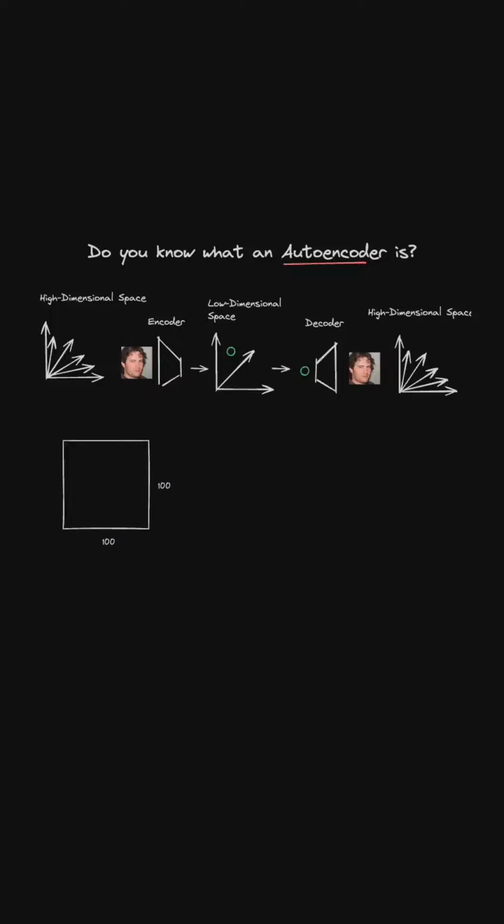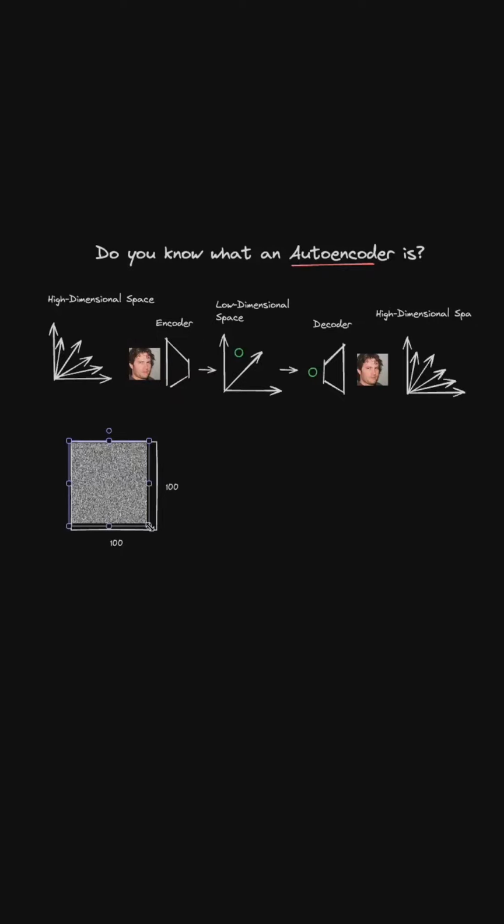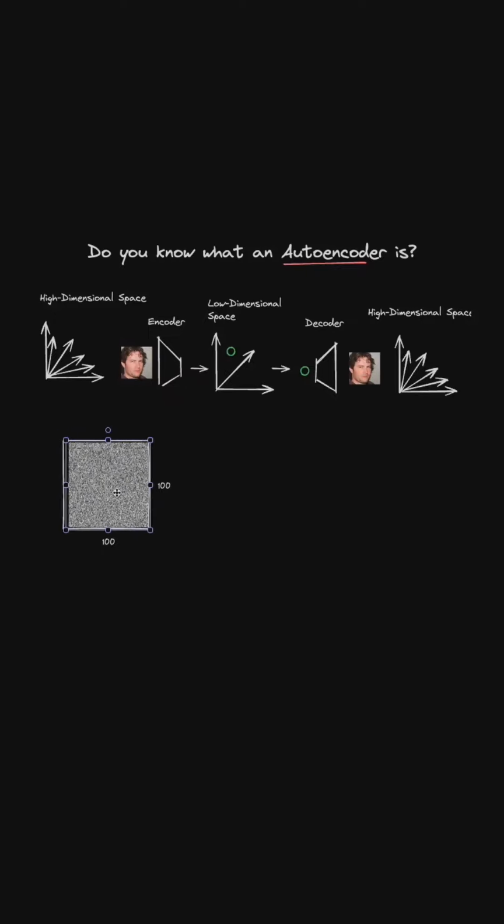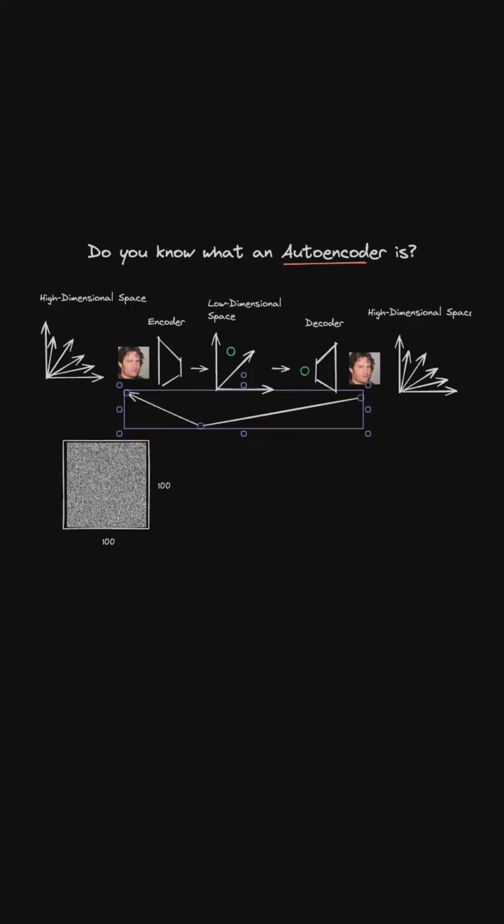Think about all the possible images that we can create with a set of 100 by 100 pixels. What's the probability that, picking one of these images, it will be the picture of a face? Pretty low, right? In fact, most of these images are just noisy images. We can train an autoencoder on images of faces to model a latent space that contains only images of faces.